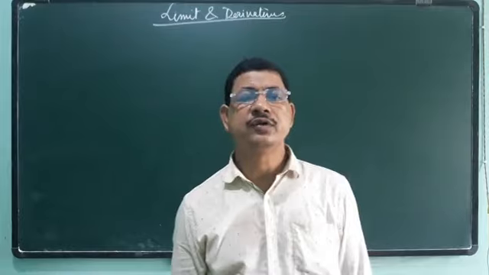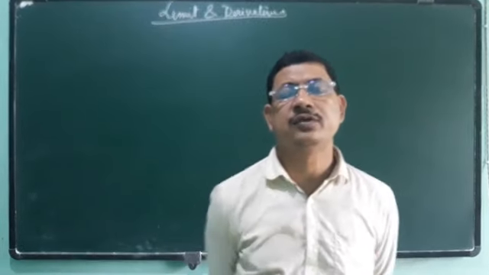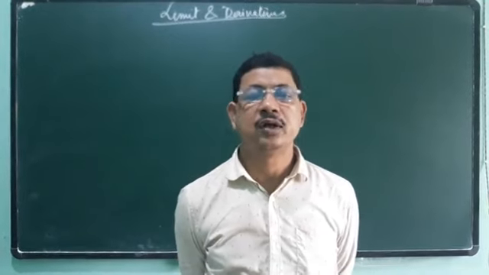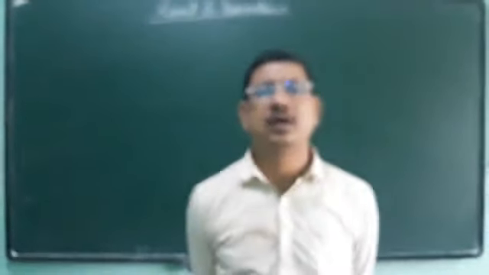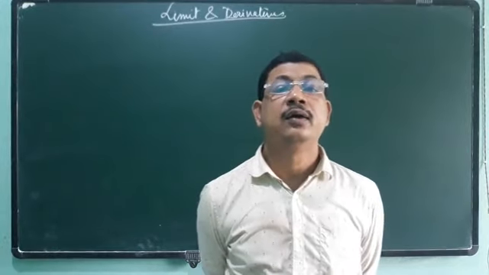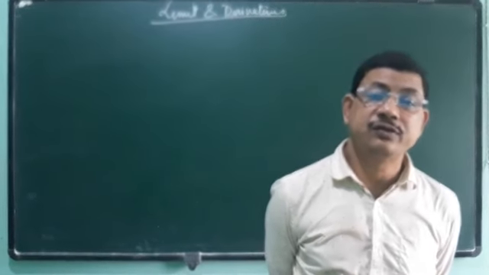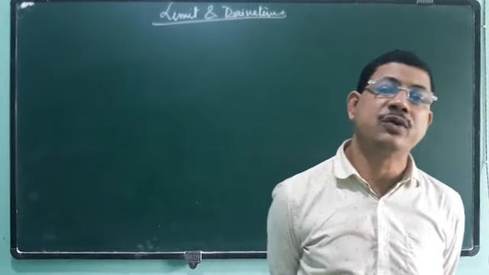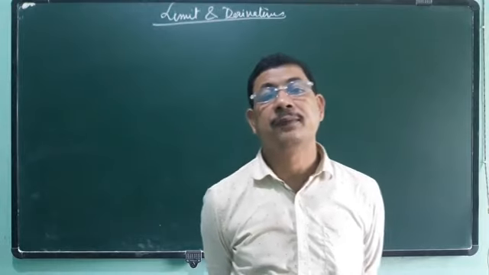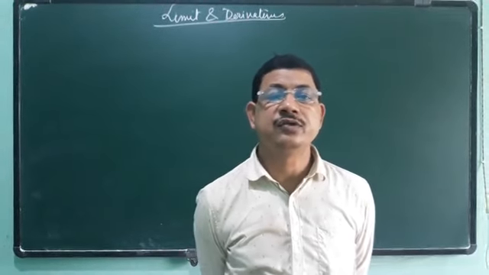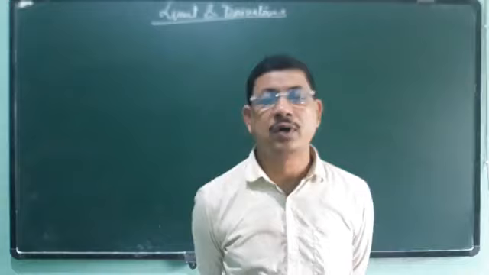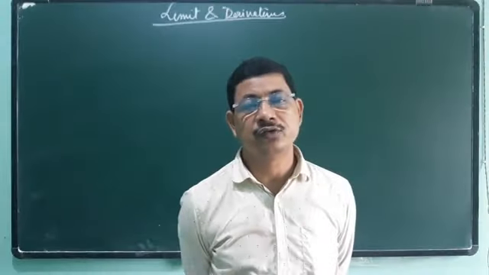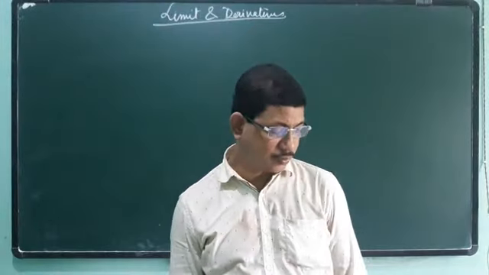Then sin inverse x also I have written. Derivative of sin inverse x is 1 by root over 1 minus x square. Cos inverse x is minus 1 by root over 1 minus x square. Tan inverse x differentiation is 1 by 1 plus x square. Cot inverse x is minus 1 by 1 plus x square. Sec inverse x is 1 by x root over x square minus 1. Cosec inverse x is minus 1 by x root over x square minus 1.